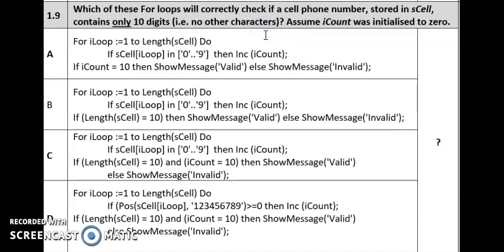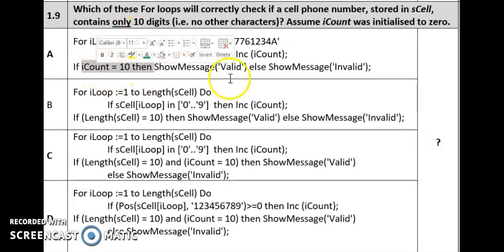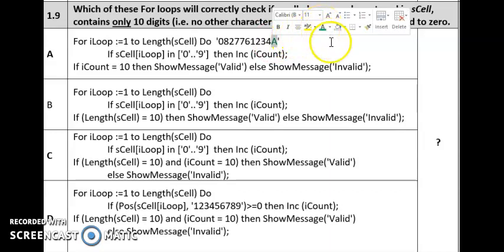What about something like this? So we've got a cell phone number, and now that's a valid cell phone number. We're checking if the count is 10, then it's right. What happens if there was a letter in there at the end? The question says it must contain only 10 digits, no other characters. So it's not good enough to check that you've got 10 digits in it. You've got to make sure that all those characters in there were only digits. And so that one's going to cause a problem there.